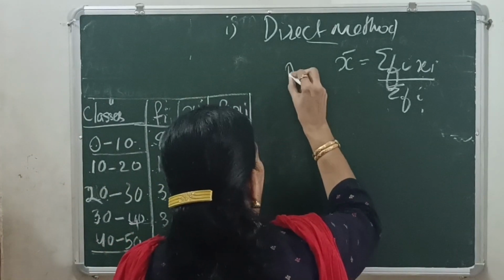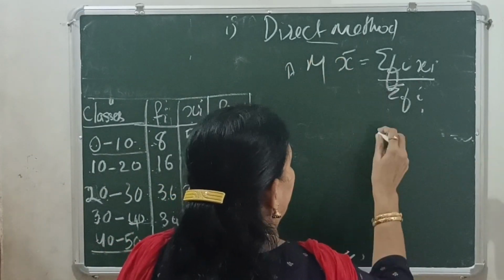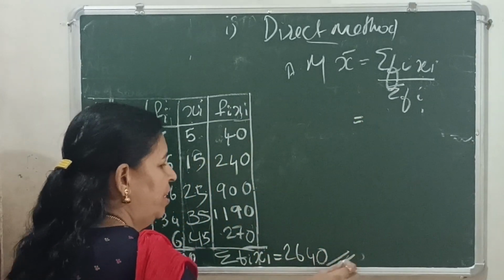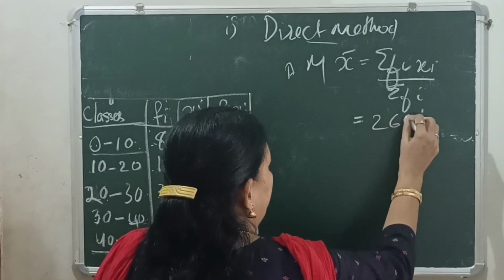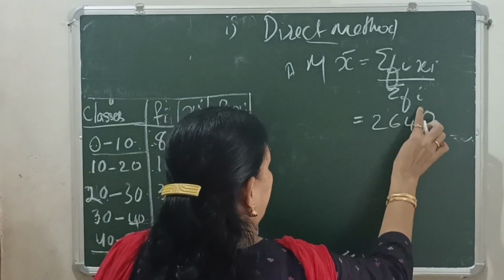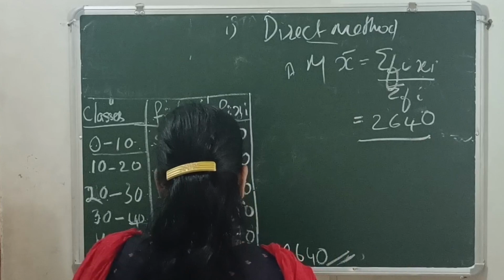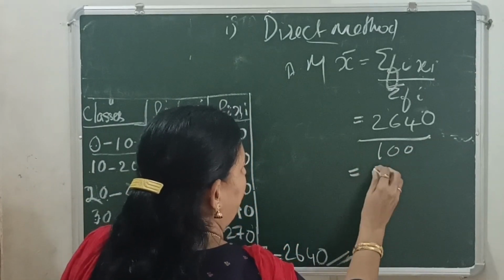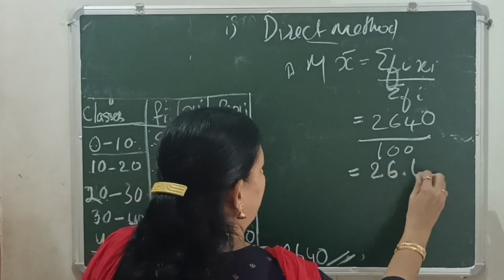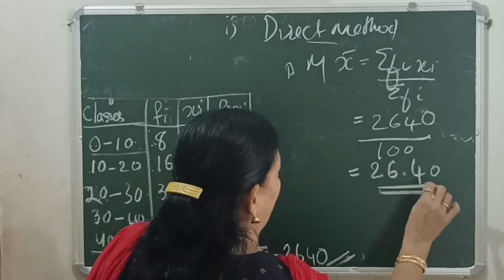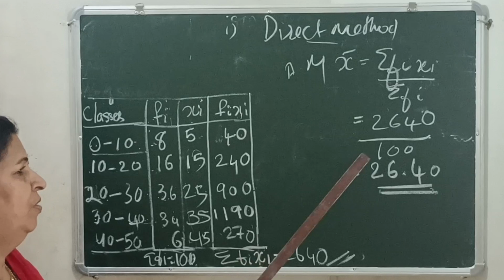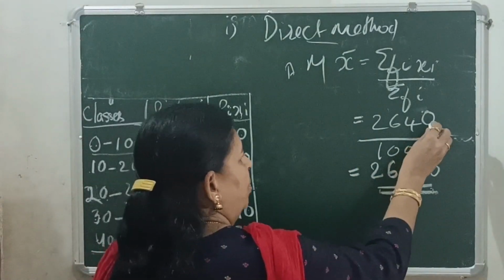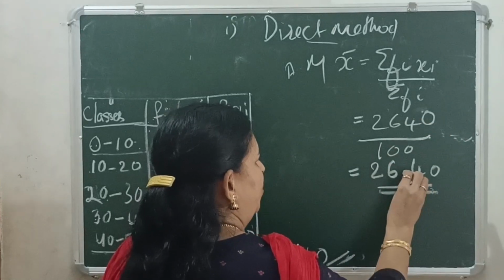That is, arithmetic mean x bar equals sigma fi xi by sigma fi. Sigma fi xi, we found this 2640, divided by sigma fi, the total frequency, 100. That's equal to 26.40. For dividing any value by 100, we move the decimal point two places to the left.